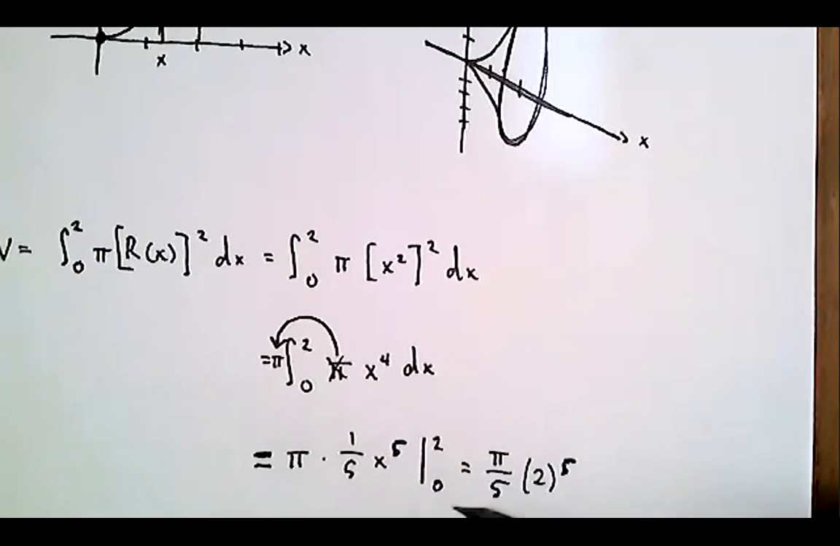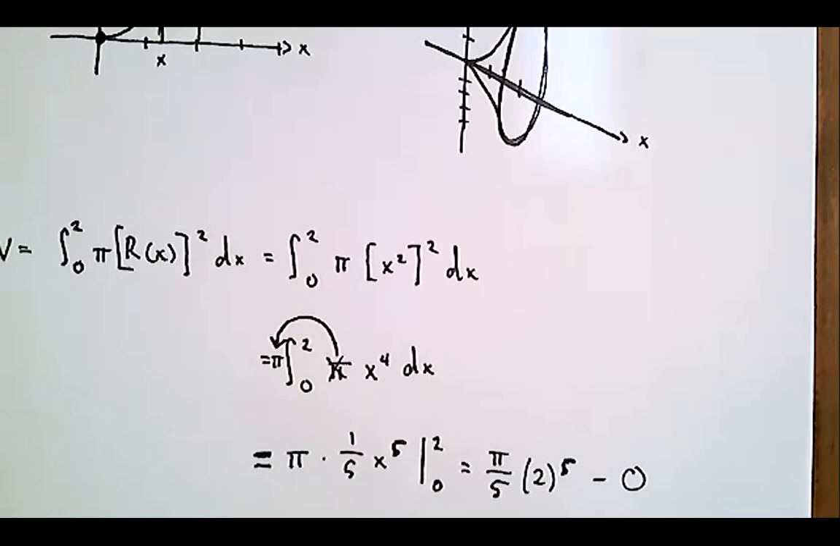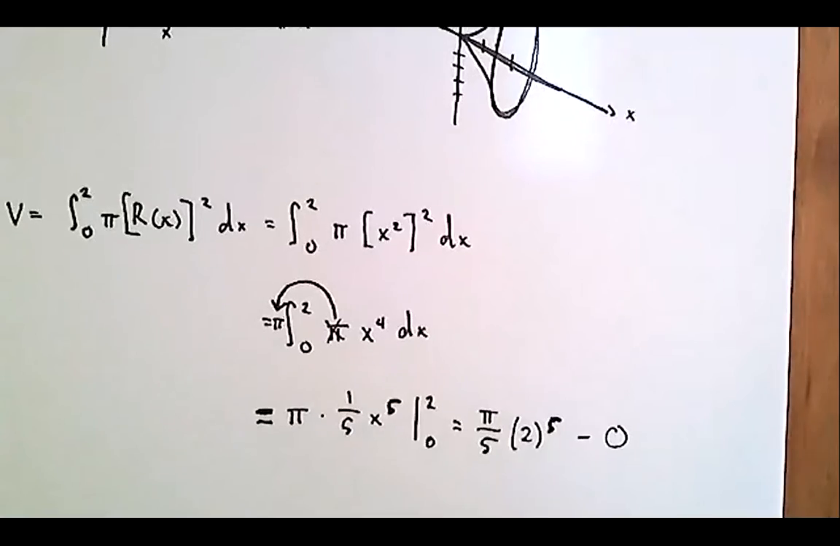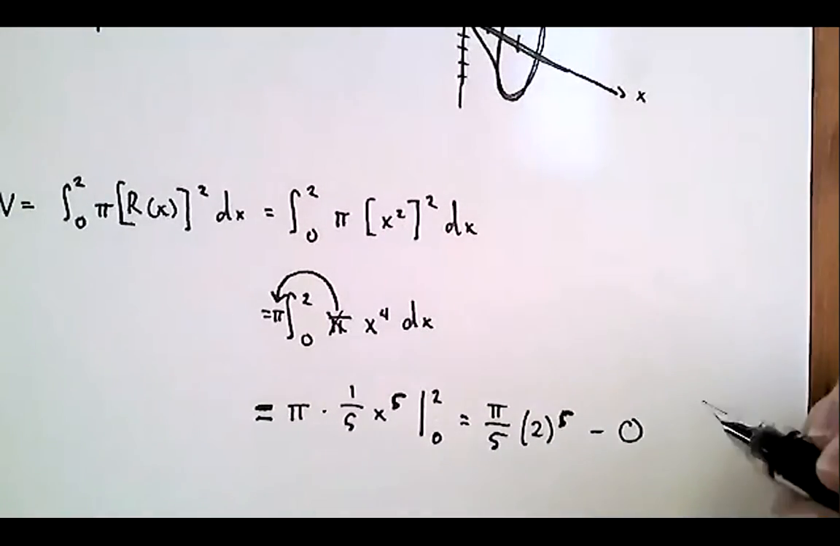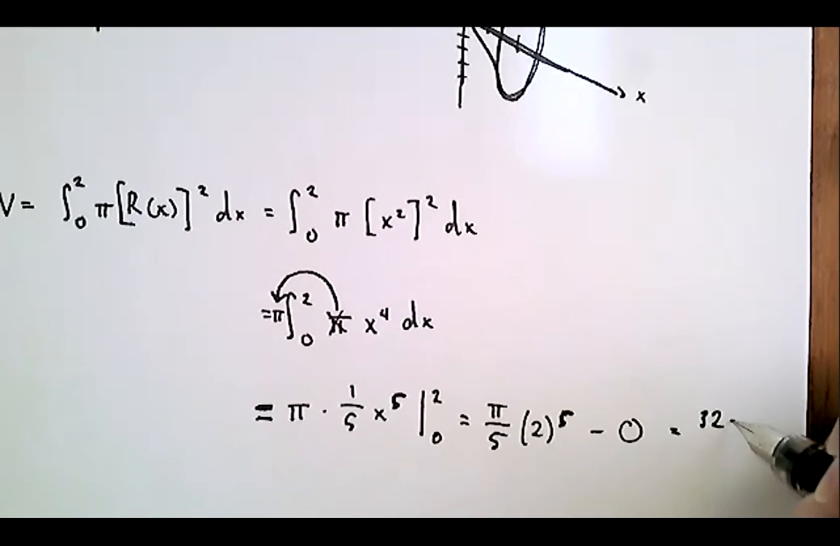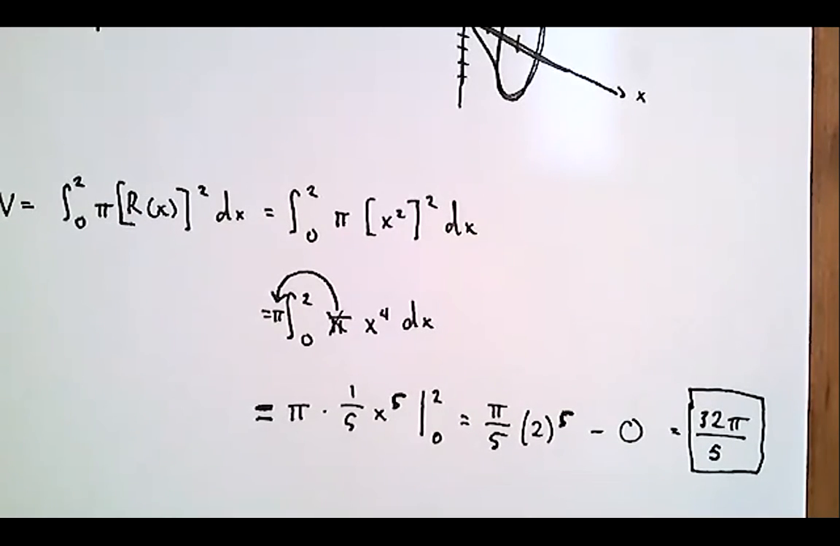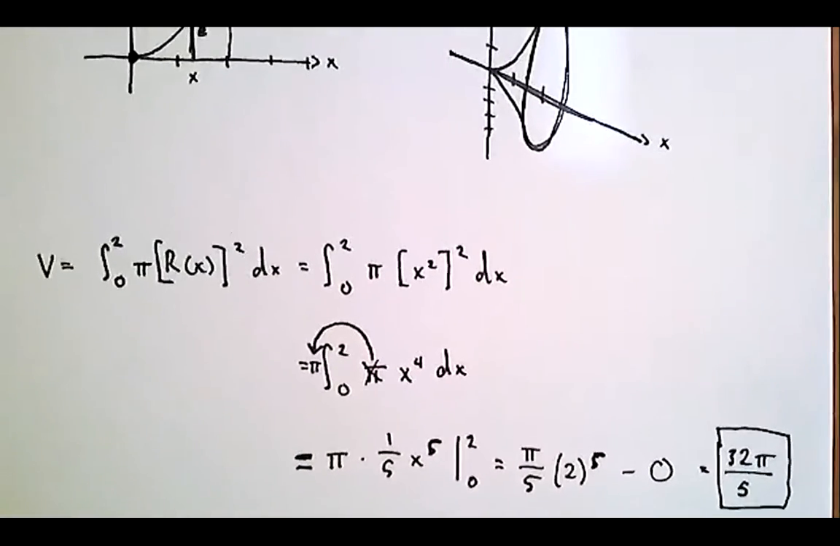What happens when we plug in 0? It's 0. Right. So we don't have to worry about subtracting anything. We just need 2 to the 5th times pi over 5, and 2 to the 5th is 32. Good. So we have 32 pi over 5. Okay. So that's the volume that we were looking for. Any questions about this first example?